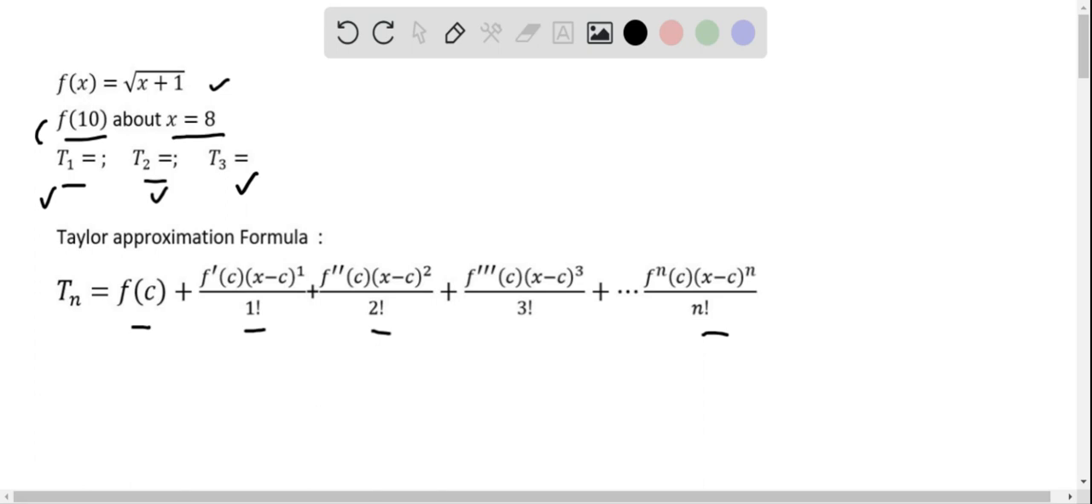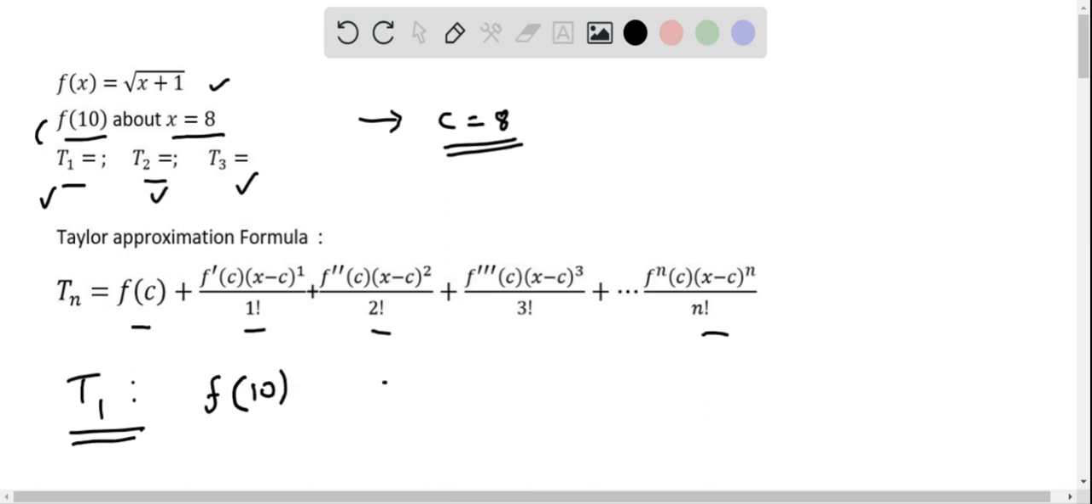To utilize this formula, we need values like c, the derivative of f of x at c, that is f prime of c, f double prime of c, and so on. So let's identify the c from this question. The function is centered at the point x equal to 8, so we can consider c equal to 8. We need to find the first derivative, second derivative, and third derivative because we are going to find T1, T2, and T3. So let's see how to do it for T1, the first degree Taylor approximation. We'll be finding f of 10 about c equal to 8.